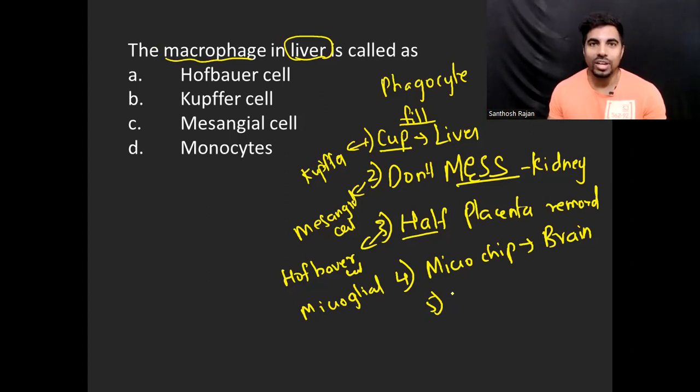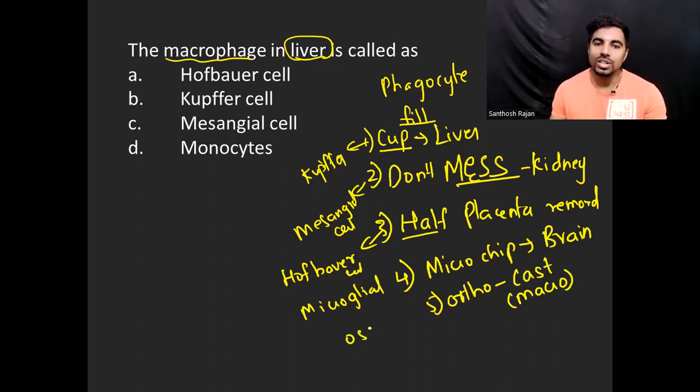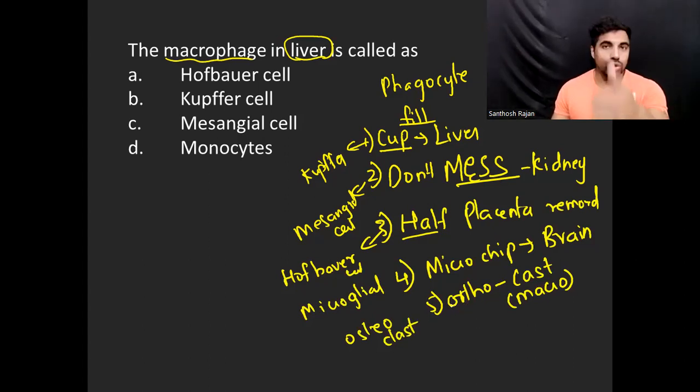In bones, what is the macrophage called? In ortho, what do they do? They put a cast. What cast? Macrocast. There is no microcast. Macrocast means osteoclast. Osteoclast is for bone. In bone, the macrophage is called osteoclast. Not osteocyte, not osteoblast, and not microblast or microcyte. That's the clue I'm giving.